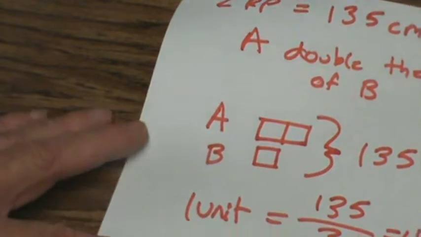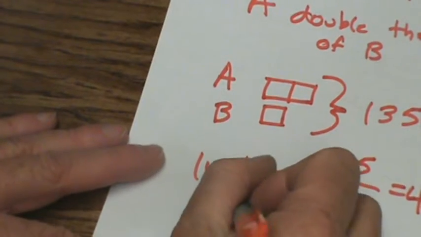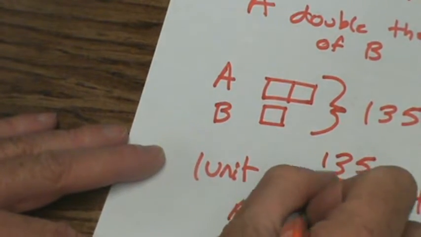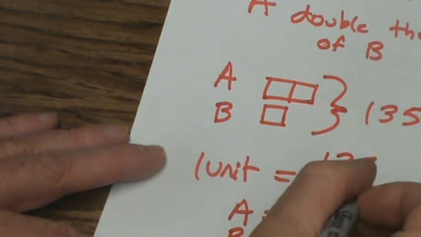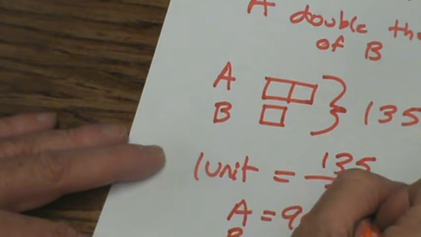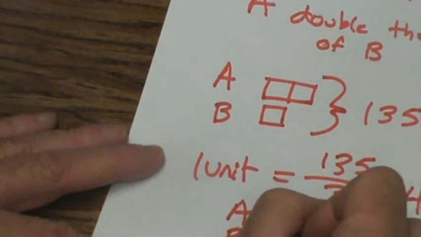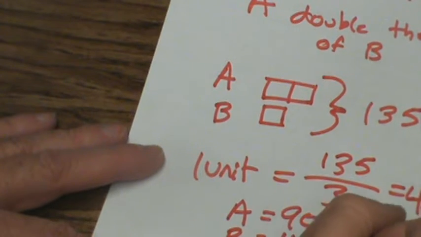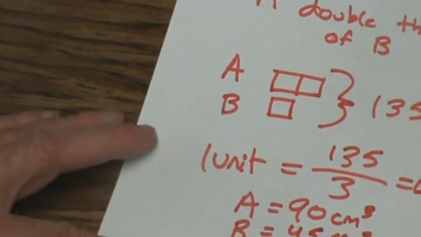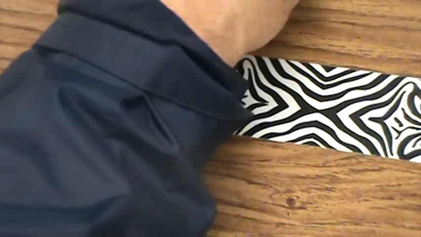45, 90, 135. So we could say A equals 90 centimeters cubed and B equals 45 centimeters cubed. To do other problems like this, go ahead and grab another piece of scratch paper.